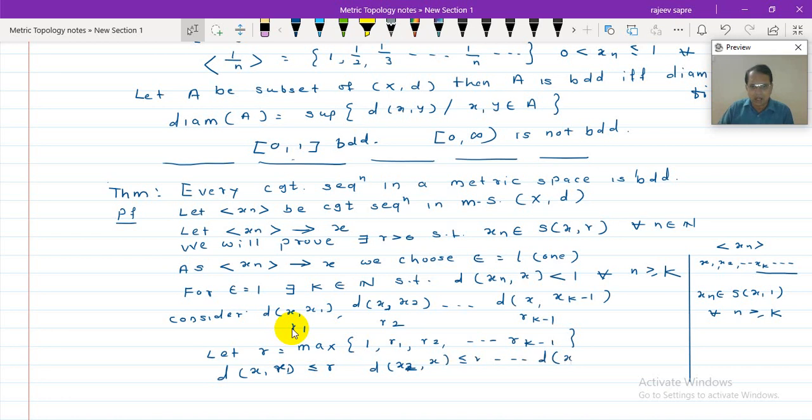d(x_{k-1}, x) is also less than or equal to r. Okay, so in general now, what I can say, and after this what is happening, d(xn, x) is less than 1, but 1 is also included in this set. So what I can now say is also d(xn, x) is less than or equal to r for all n greater than or equal to k, and up to k also, each term is less than or equal to r.